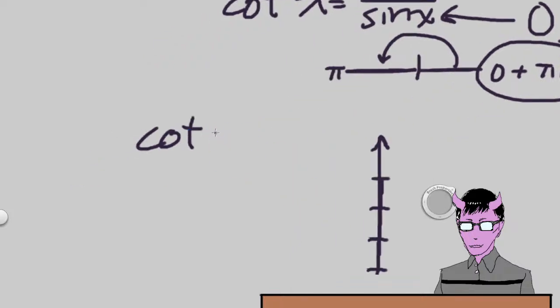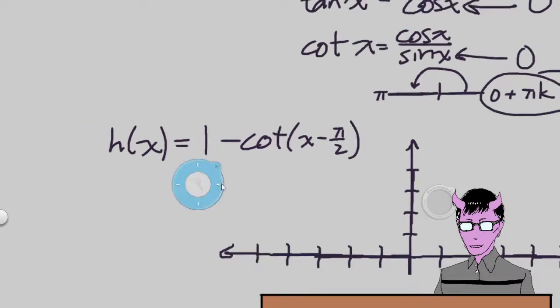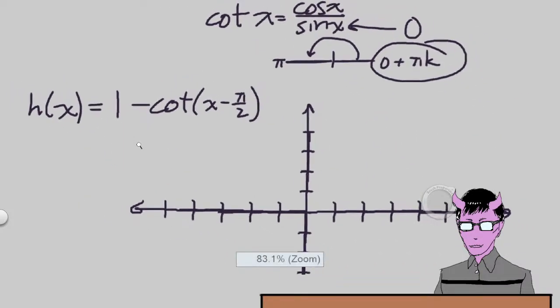So, you know what, let's change this problem. Let's just change it to x minus pi over 2. Let's keep it simple. And then we'll have a minus 1 is equal to h of x. Alright, so that's what we're dealing with.